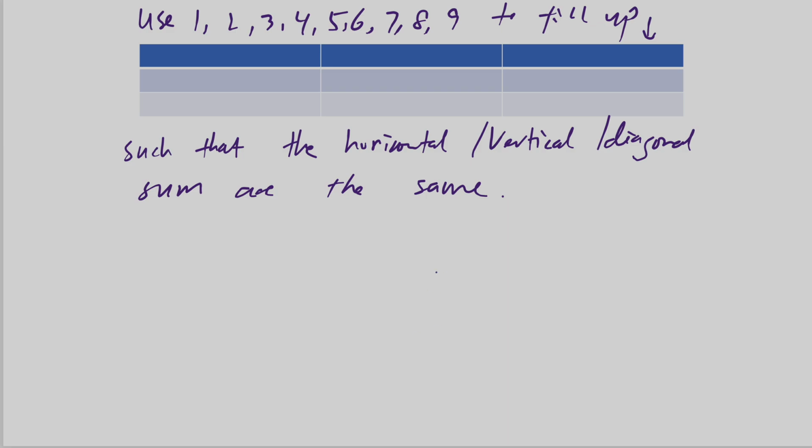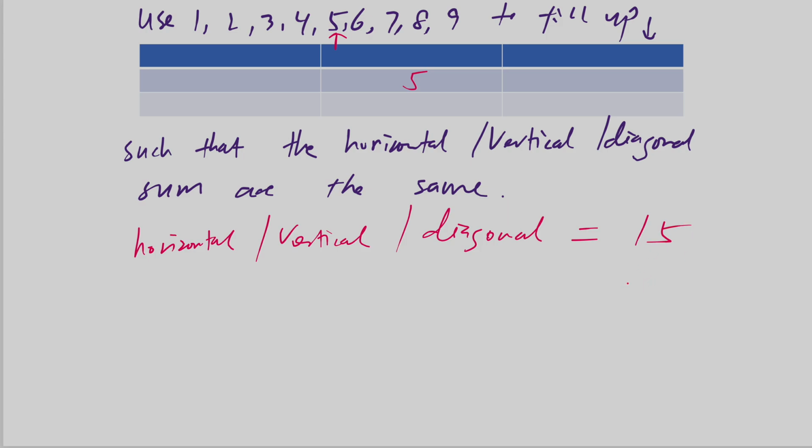So the idea to solve this question is that the middle number is 5. It's very important to put 5 in the middle of this entire table. Then if the 5 is in the middle, the horizontal sum or the vertical sum or the diagonal sum is going to be equal to 15.